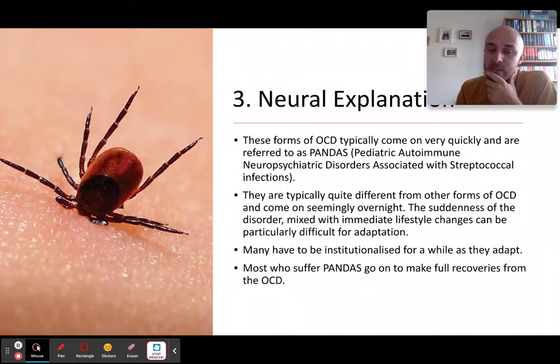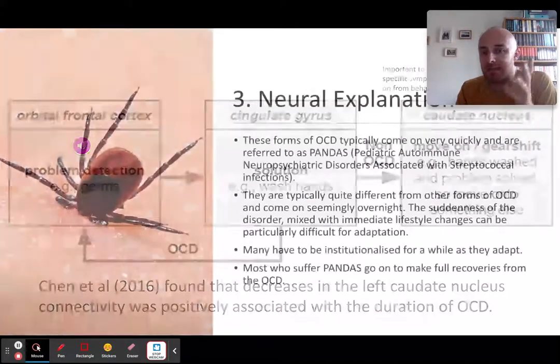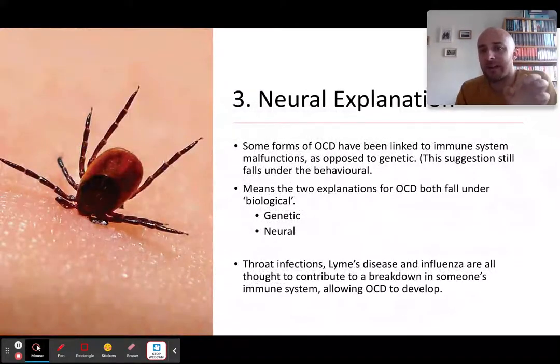Many have had to be institutionalized. Many who suffer PANDAS, a form of OCD, do go on to make full recoveries, but it's a pretty harrowing experience for them. They're typically quite different from other forms of OCD and come on overnight. The suddenness of the disorder mixed with the immediate lifestyle changes that you have to make, like not being able to go out with your friends, is particularly difficult. So that is one explanation you can talk about.